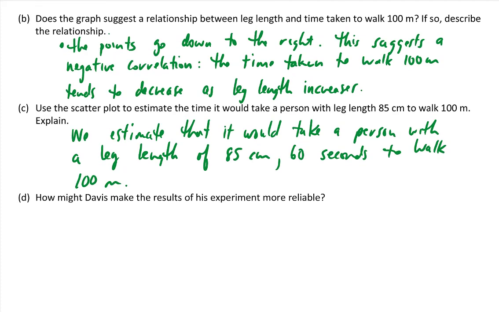How might Davis make the results of his experiment more reliable? One, he can collect more data. And two, he could recruit people with a wider range of leg lengths while keeping other factors such as age, gender, and body type very similar to see if there's a pattern.